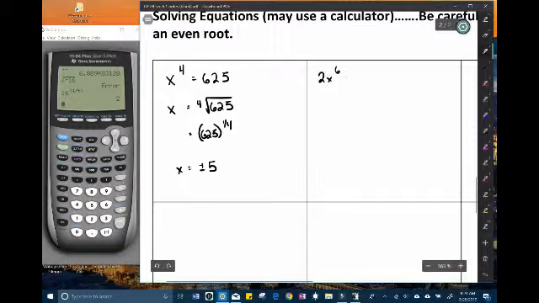2x to the 6th is equal to 1458. Here, divide by 2 first. We want to get the x to the 6th by itself. That makes it x to the 6th is equal to 729. Take the 6th root.